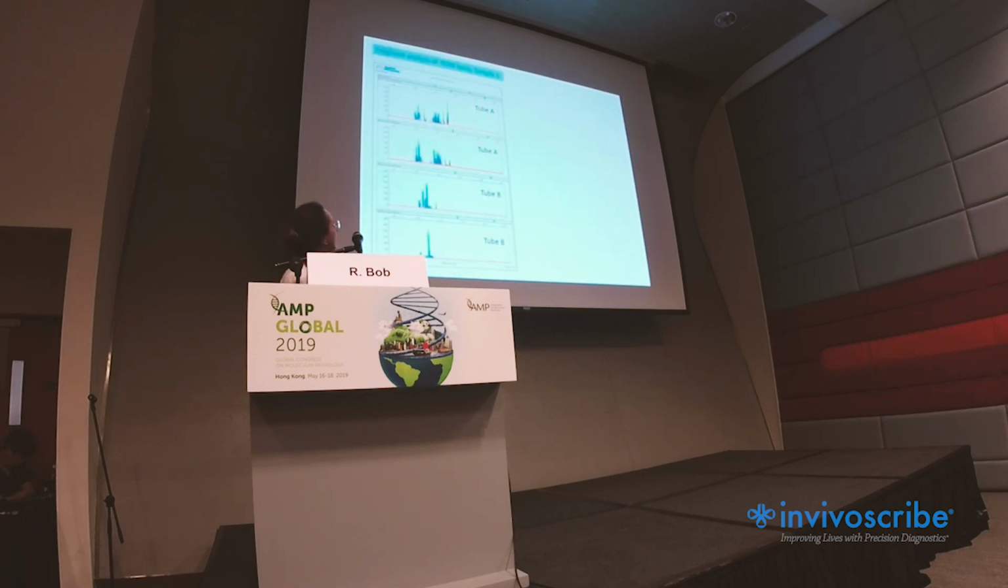So we apply clonality analysis. Here I show only the T cell receptor gamma because I wanted to keep the story simple. You see we have many different peaks in tube A and B, a little bit like oligoclonal.